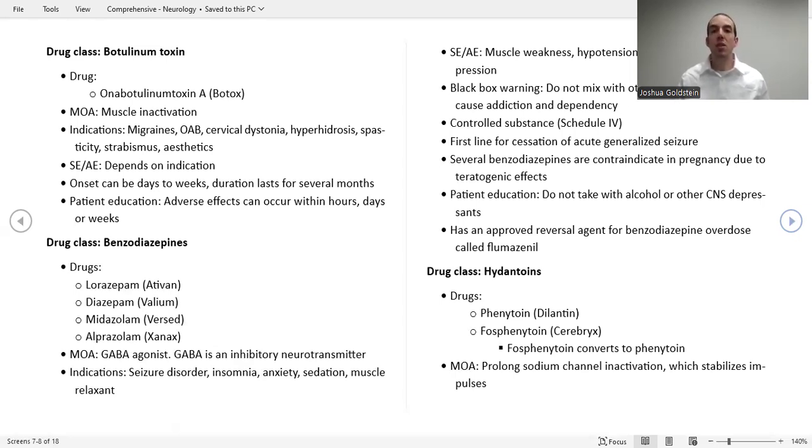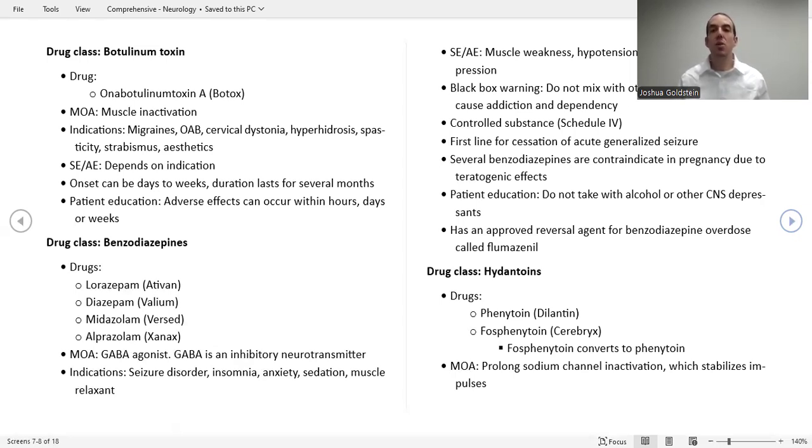We do have a reversal agent for this. It's called flumazenil. We don't use this very commonly. It's definitely fair game for a test question, though, but we don't use it very often, primarily because it does carry a slight risk of causing seizures. And then if the flumazenil caused the seizure, we're kind of in trouble because we can't give our go-to seizure medication at that point.